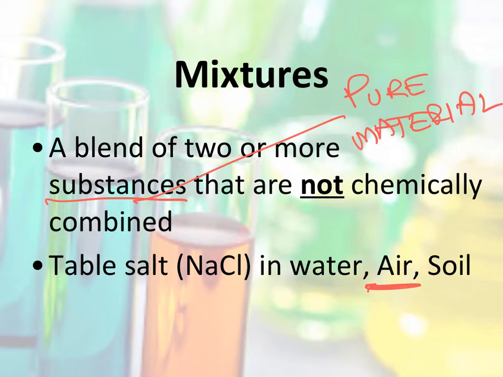Air is a mixture of nitrogen gas, oxygen gas, and a little bit of CO2 and some other stuff. Soil is a mixture of water, dirt, sand, rock, whatever, earthworm parts. Okay, they're all mixtures, right? They are not chemically combined.